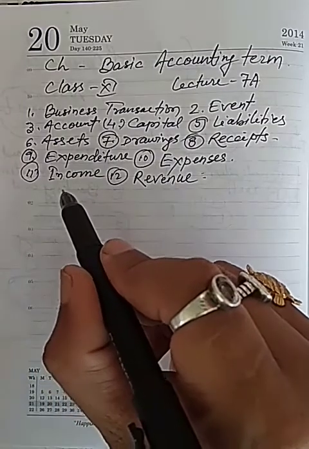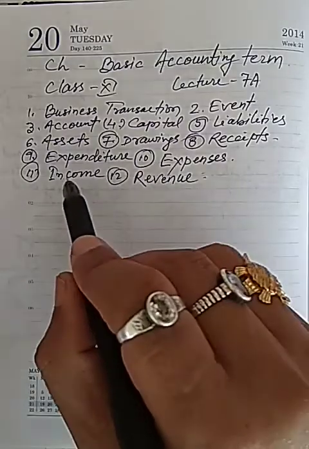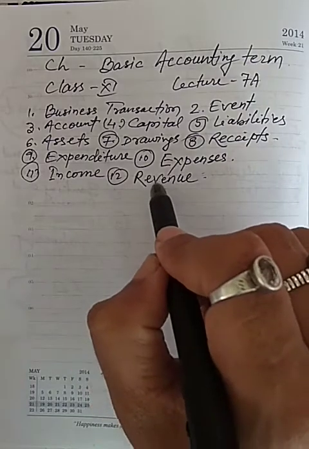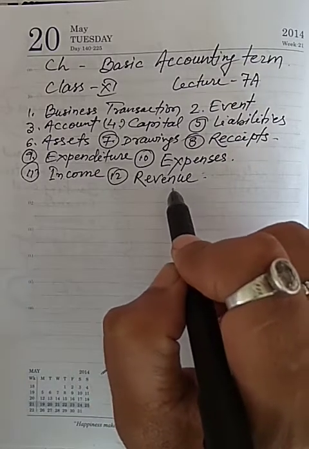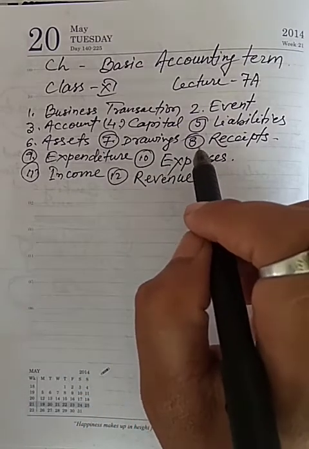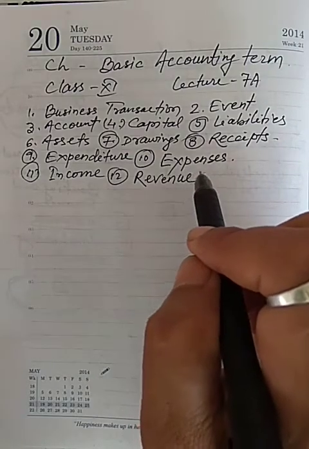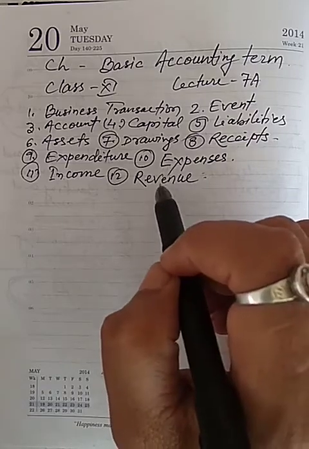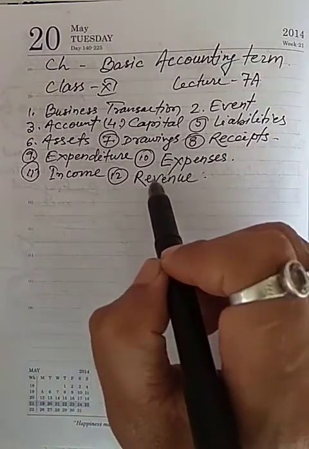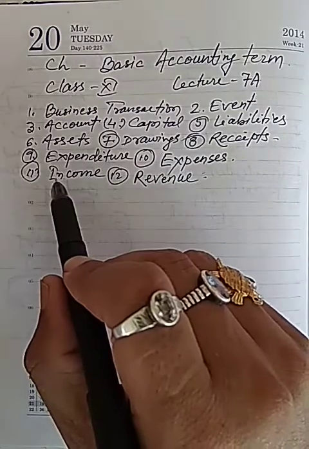So, revenue is different from income. Amount received from sale of goods is called revenue, and the cost of goods sold is called expenses. Surplus revenue over expenses is called income.